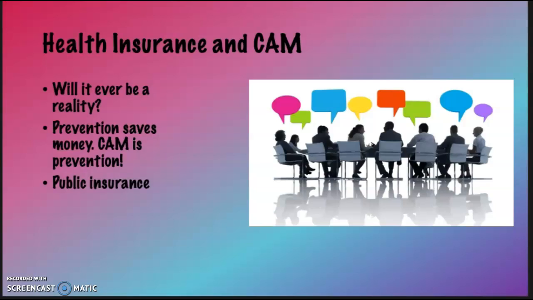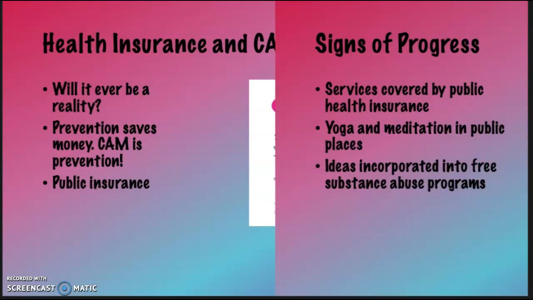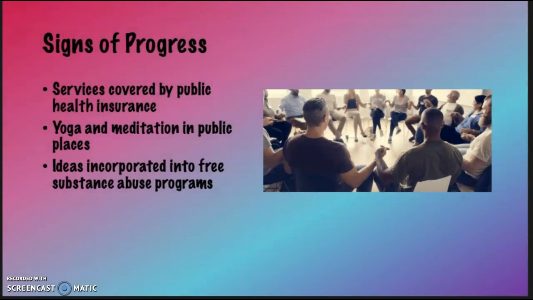For-profit private insurers are not lining up to add new services, but what if preventive services under the CAM umbrella were cost-saving measures? Disease prevention saves money. The federal government can lead the way by adding CAM to services covered by Medicare and Medicaid. In some counties in California, services like acupuncture are already covered by public health insurance.